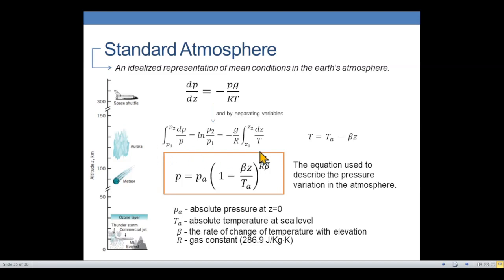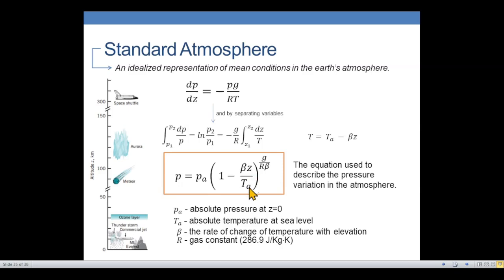So I will just show this one so that you will know what expression that is. Now, they fuse this equation, the equation of temperature, to this expression, and they arrive at this final equation, which is shown inside the box. So pressure is equal to the absolute pressure times this expression: 1 minus the beta, the lapse rate, times the Z, the elevation, the change of the altitude, over the absolute temperature.